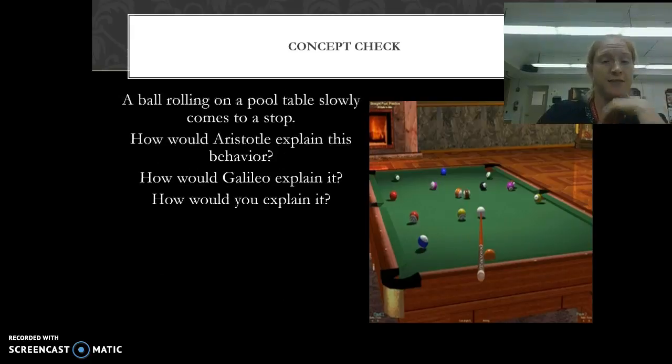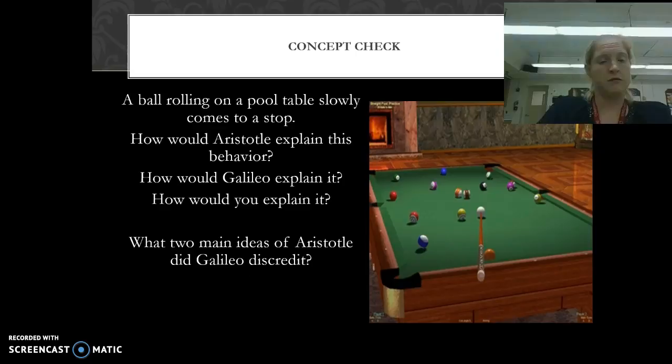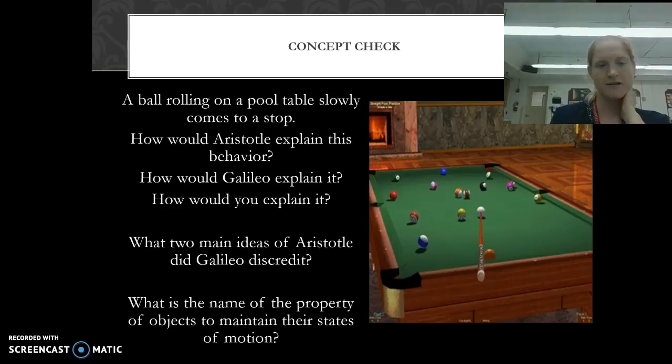Okay, quick concept check. A ball rolling on a pool table slowly comes to a stop. Stop in your notes and tell me how Aristotle would explain it, how Galileo would explain this reaction, and how you would explain this reaction. Pause the video, do that now. Okay. Now, what two main ideas of Aristotle did Galileo discredit? To review. Stop now. Write this down. Okay. Next, what is the name of the property of objects that maintain their states of motion? Hint, we just talked about it.